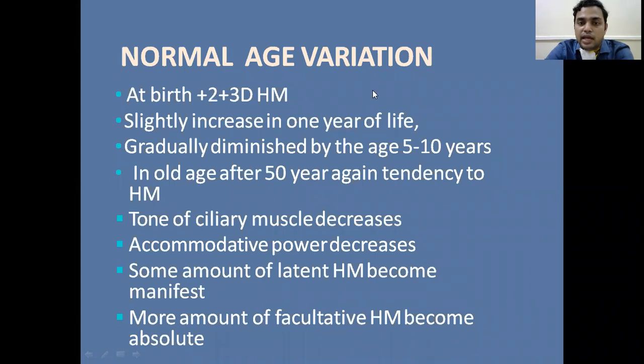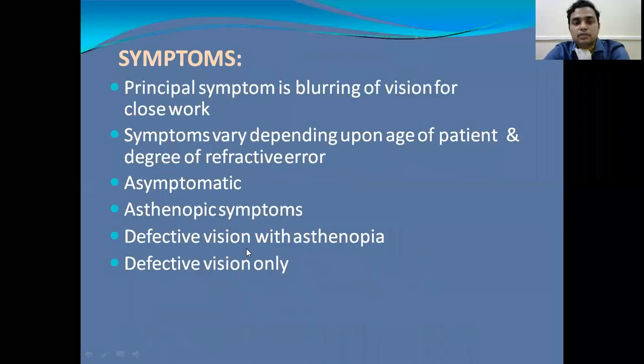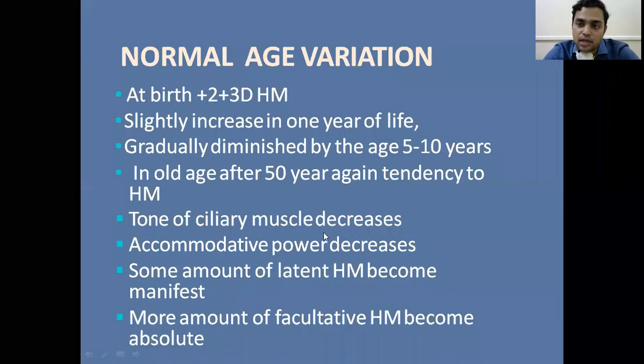So this is about age variations of hypermetropia. We are all hypermetropes at birth, and by 5 to 10 years we become emmetropes, or remain hypermetropes or become myopic. If you are emmetropes, again at the age of 50 years we will turn into hypermetropes because of decreased ciliary muscle tone and decreased accommodation. So this is about normal age variations of hypermetropia.